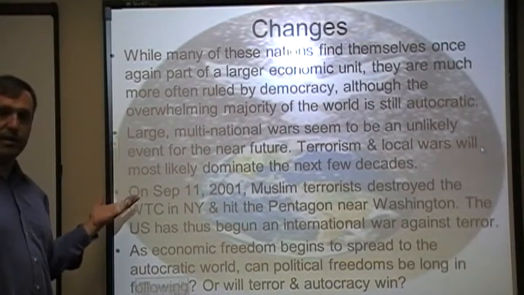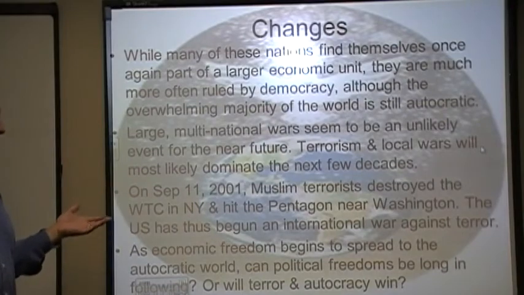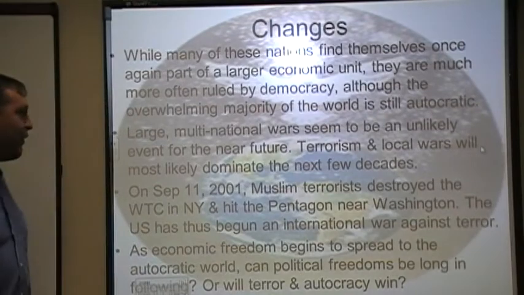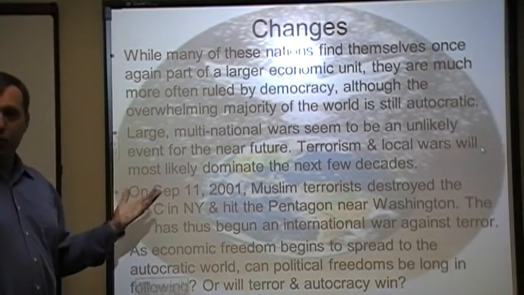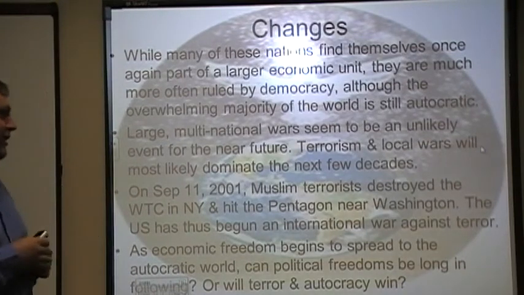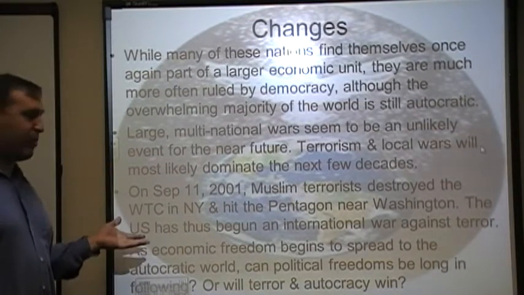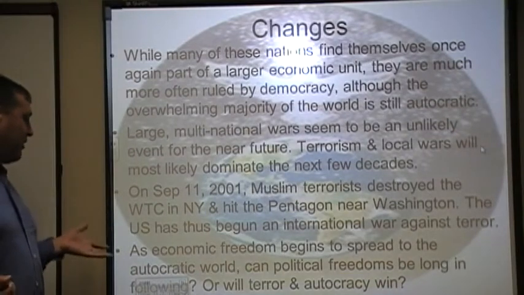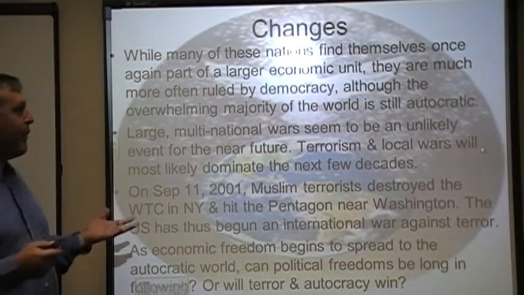A good example of this is September 11th in 2001, where Muslim terrorists under bin Laden's aegis, they destroy the World Trade Center towers in New York City and knock out one of the sides of the Pentagon near Washington, D.C. The U.S. has begun this war on international terror. Whether or not it's ending, not ending, right, is sort of the vagaries of the world. And so as economic freedom begins to spread to the autocratic world, can political freedom be long behind this, or you have terror and autocracy that are going to continue to dominate these parts of the world?